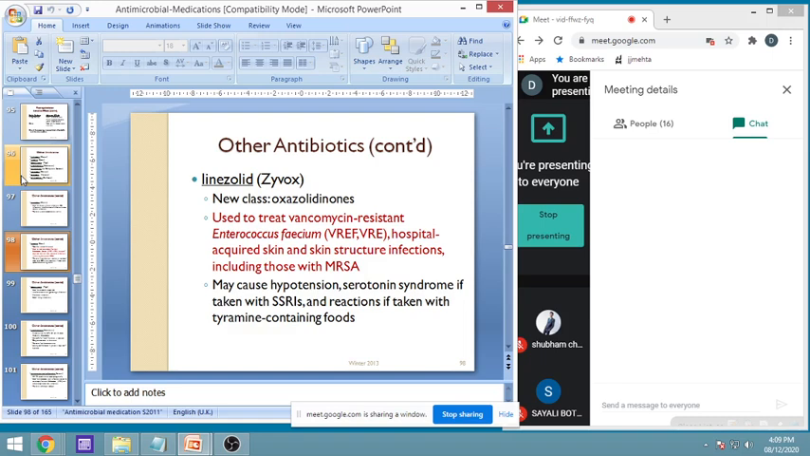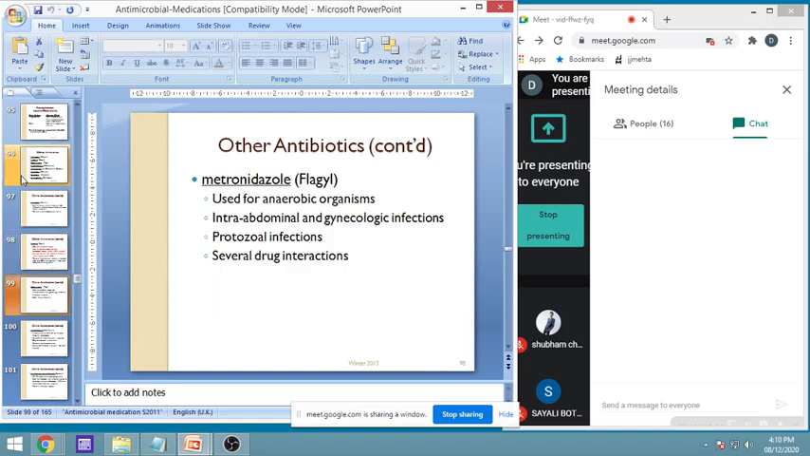It may cause hypotension. It can cause serotonin syndrome if taken with SSRIs, that is selective serotonin reuptake inhibitors, and it can cause some reactions if taken with tyramine-containing food. Examples are chocolate or cheese. Since tyramine is present, it should not be given. But linezolid is very common nowadays. It is going into almost every prescription, because it is a new drug, and many bacteria have not so far formed resistance against it, and it is widely used.